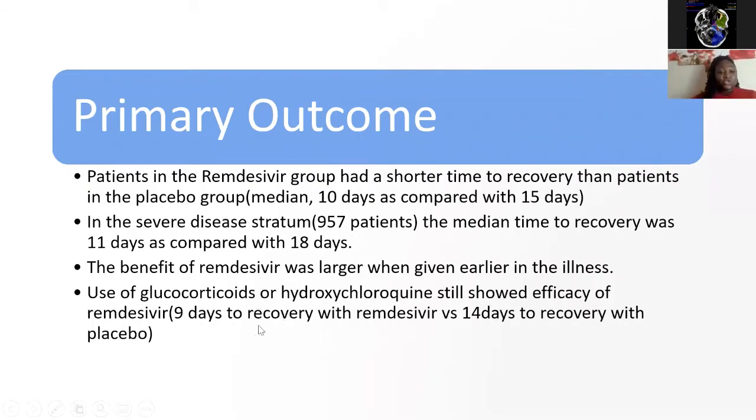In addition, the use of glucocorticoids or hydroxychloroquine still showed efficacy of Remdesivir. That means using glucocorticoids or hydroxychloroquine together with Remdesivir, they found it to give more efficacy. So 9 days of recovery compared to those on placebo, 15 days, which is quite significant. So already looking at the primary outcome, you can see that there's clearly some benefit from using Remdesivir.